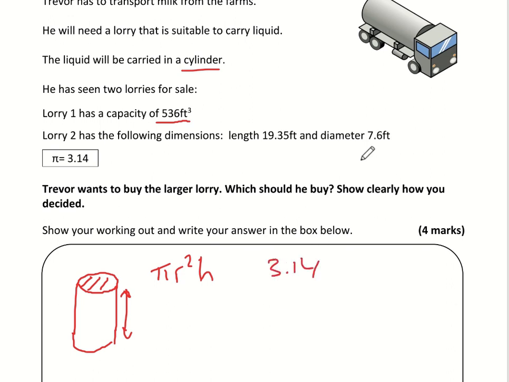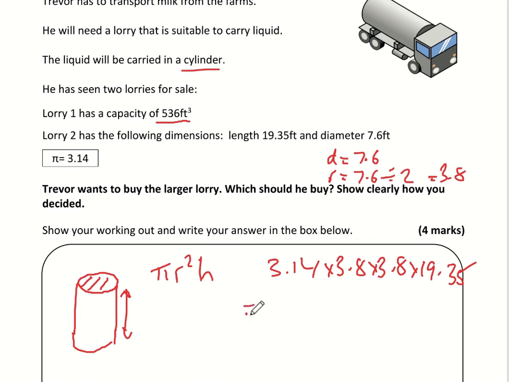Now we know the diameter is 7.6, so the radius is 7.6 divided by 2, so 3.8. So 3.14 times 3.8 times 3.8 times the height of 19.35, and that comes to 877.35996, and that is feet cubed.